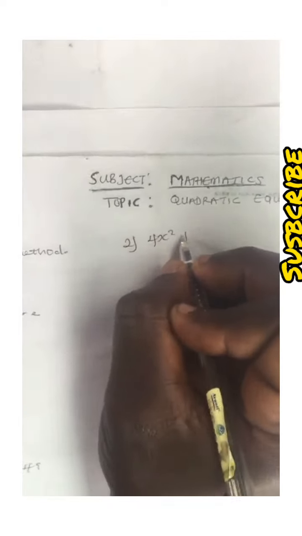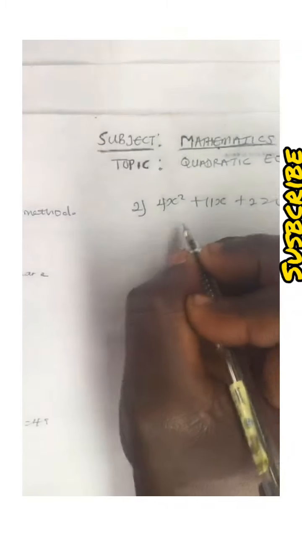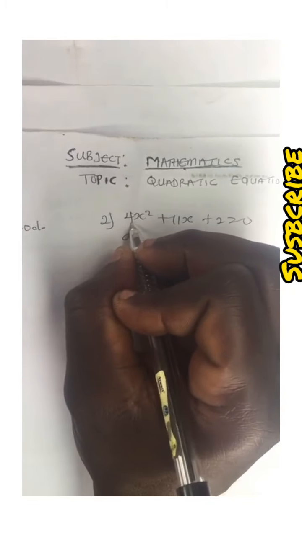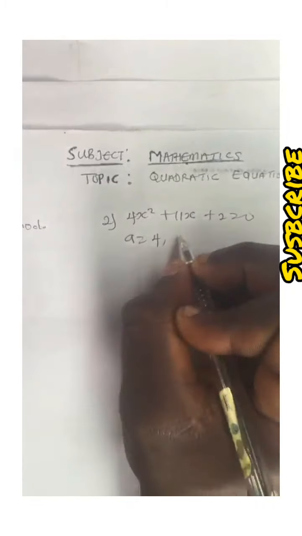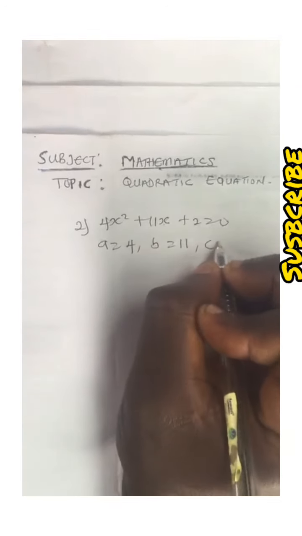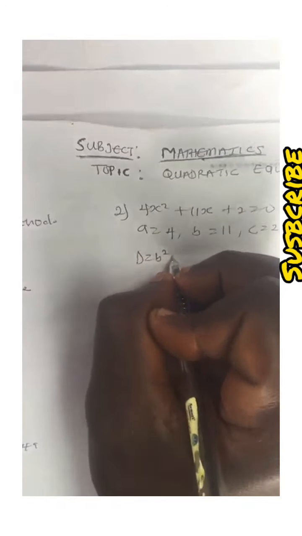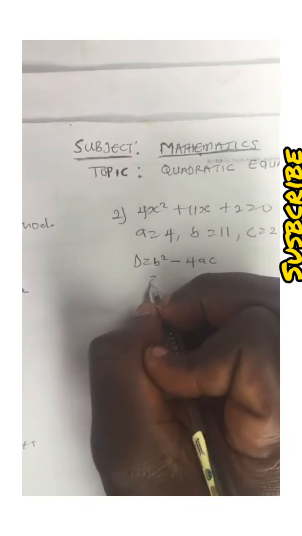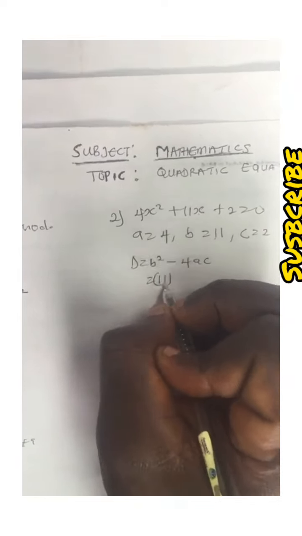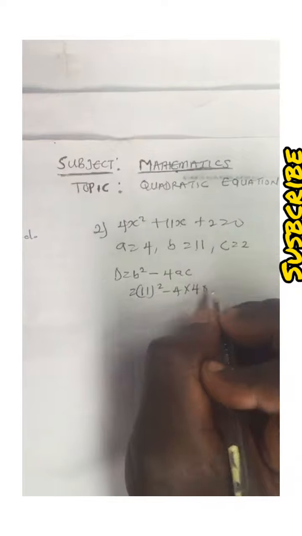4x squared plus 11x plus 2 is equal to 0. Now, let's label it. The value of A is the coefficient of x squared, which is 4. The value of B is the coefficient of x, which is 11. And the value of C is 2. Now, D is equal to B squared minus 4AC. The value of B is 11. 11 squared minus 4 times the value of A, which is 4, and the value of C, which is 2.